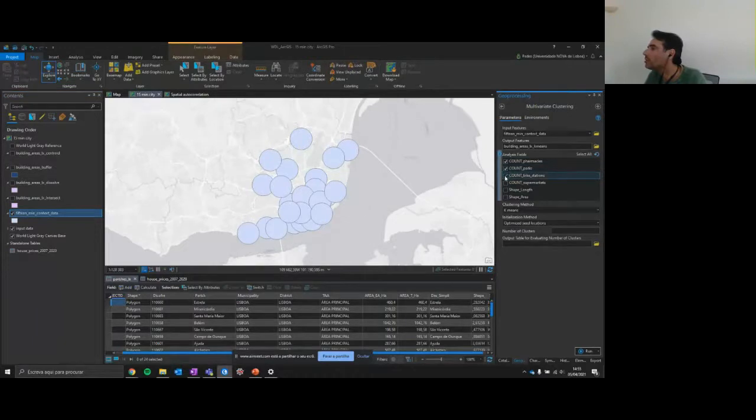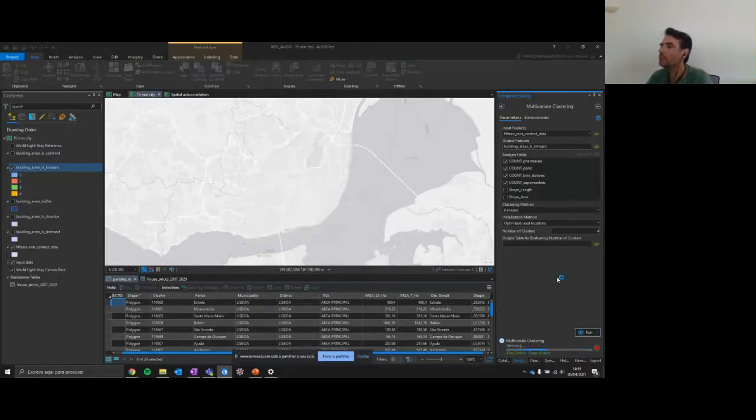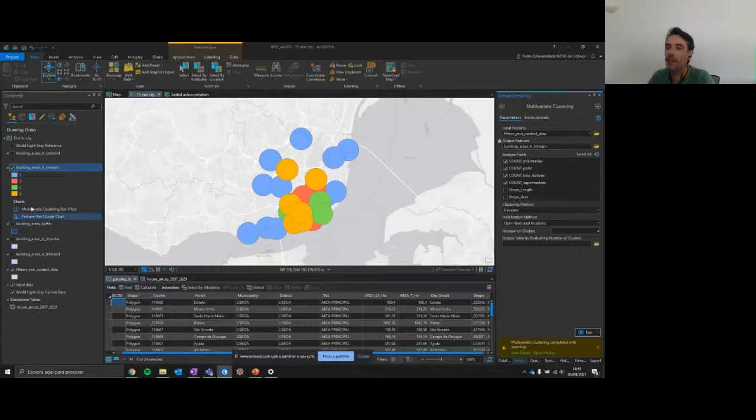I will choose the numeric fields that I want to compute the k-means, and I will choose to create 4 clusters. We have now our clusters created.